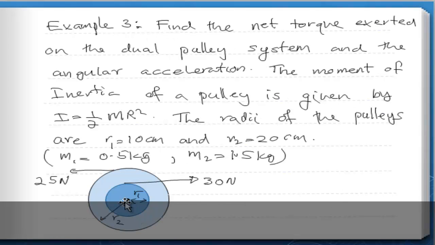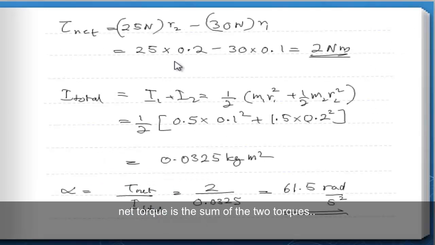25 times R2, that's for the larger pulley. 25 times its radius, that's the torque on the larger pulley. And also we need to consider the sign. This 25 Newton force makes a rotation in the counterclockwise direction, so that's the positive torque. And the 30 Newton force makes a rotation in the clockwise direction. That's why we have 25 times R2, which is positive, and 30 times R1, which is negative. So it's 25 times 0.2 minus 30 times 0.1. So 2 Newton meters, that's the net torque.